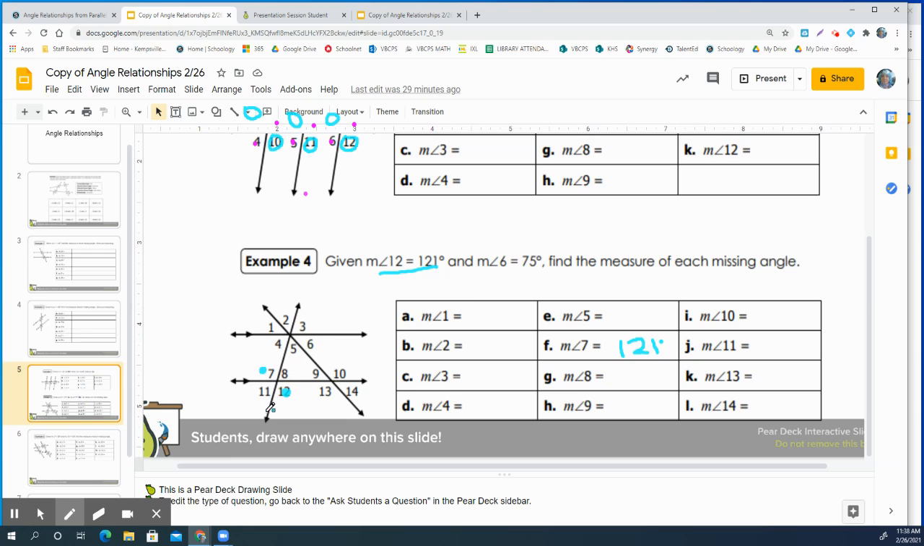Because they're linear pairs, what should 7 and 8 add up to be? 180. So if we know that 7 is 121, what's 8? If they should be supplementary, they should add up to 180. What is it? 59. So both 8 and 11 are 59.